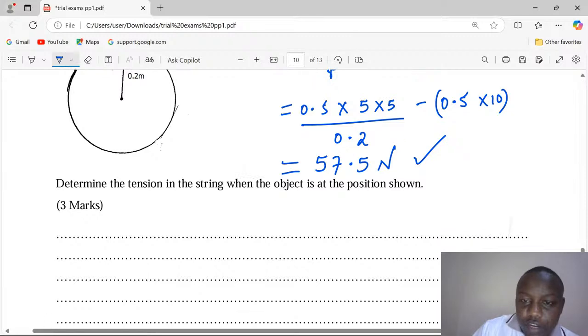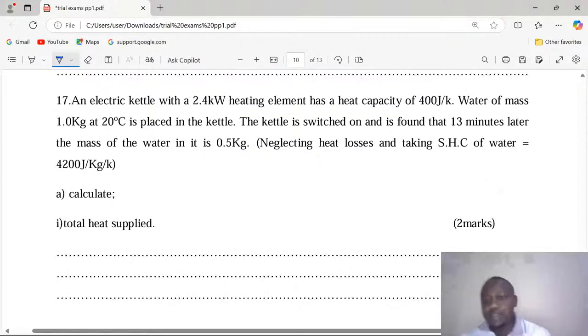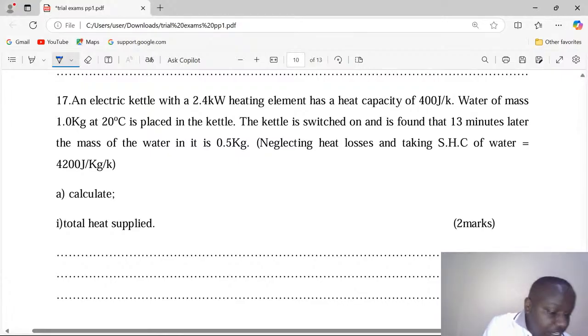So we continue. Now we are done with that question. Let's check what number 17 is talking about. Number 17 is on quantity of heat. Quantity of heat is a Form 3 topic, which is very interesting, and learners are supposed to understand the concepts therein.